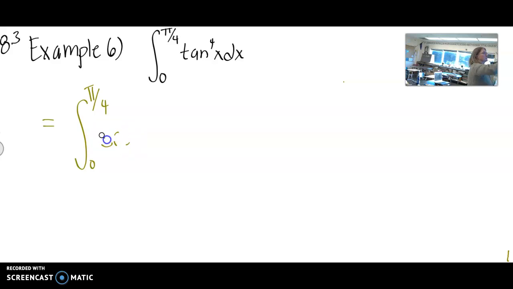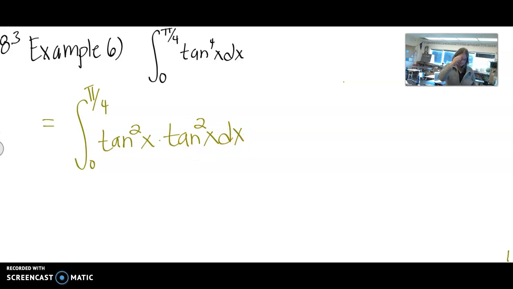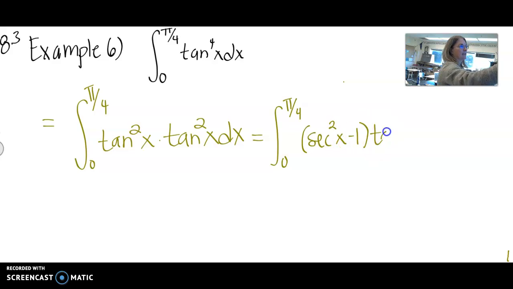Let me break that down a little slower here. You can rewrite tangent to the fourth as tangent squared times another tangent squared dx. I'm going to convert one of these into a secant squared minus 1. Secant squared x minus 1, that is a Pythagorean identity. And now what we can do with that is we can distribute our tangent squared.